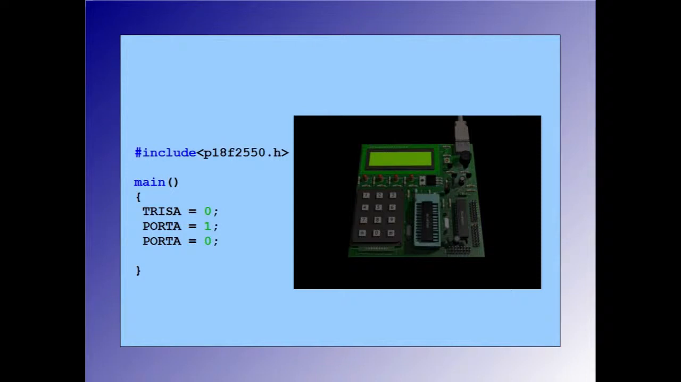Open project 1 from the previous chapter and write this code. Compile the code, check for errors, and burn the code inside the PIC. Pause the video here until you try it.